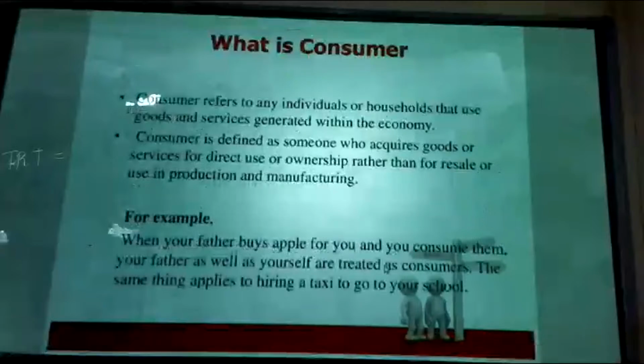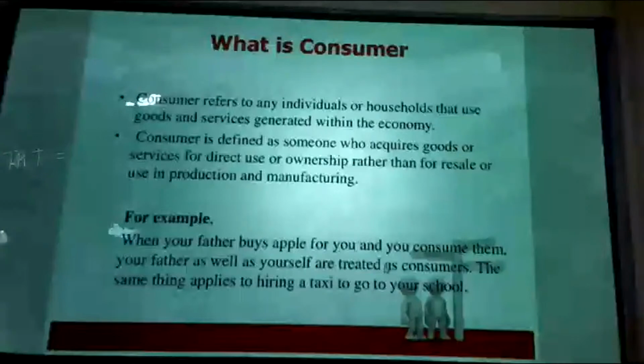A consumer refers to any individual or household that uses goods and services generated within the economy. Someone acquiring goods and services for direct use or ownership, which can be called purchasing capacity. That person has to pay the price, and ultimately acquires the goods and services from the manufacturer. That person we can call a consumer.